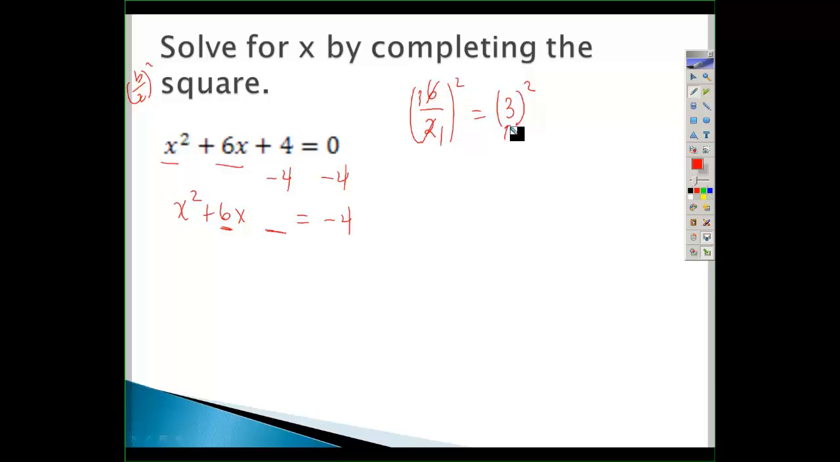Okay, and I wrote that for a reason. I'm showing my work for a reason, which equals 9. So what I want to add to both sides to make this a perfect trinomial square is 9. I'm going to add 9 on this side. I just wrote it in right there. I'm going to add 9 on this side.